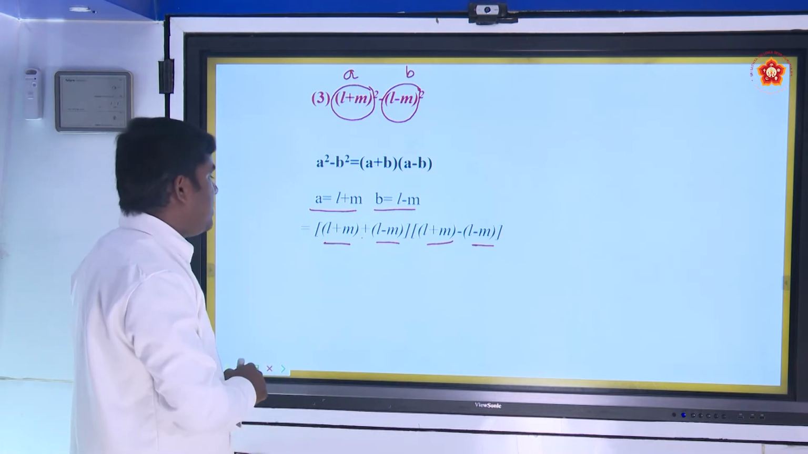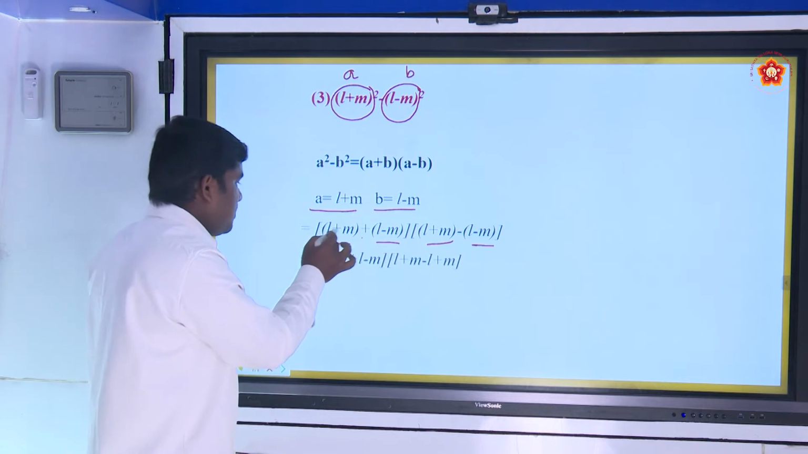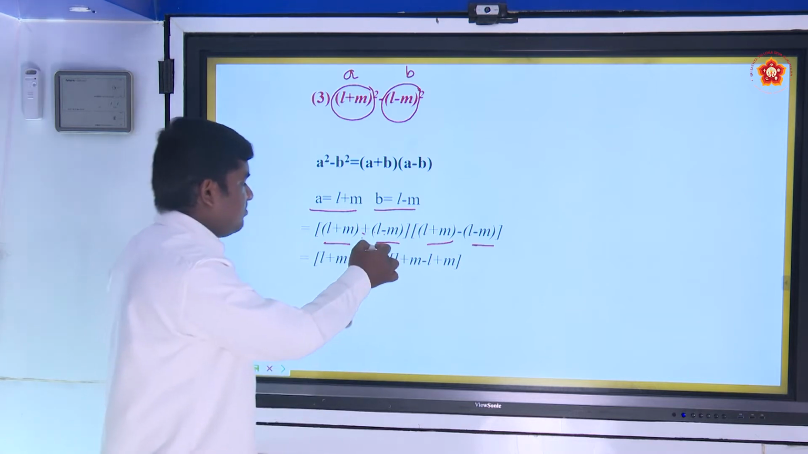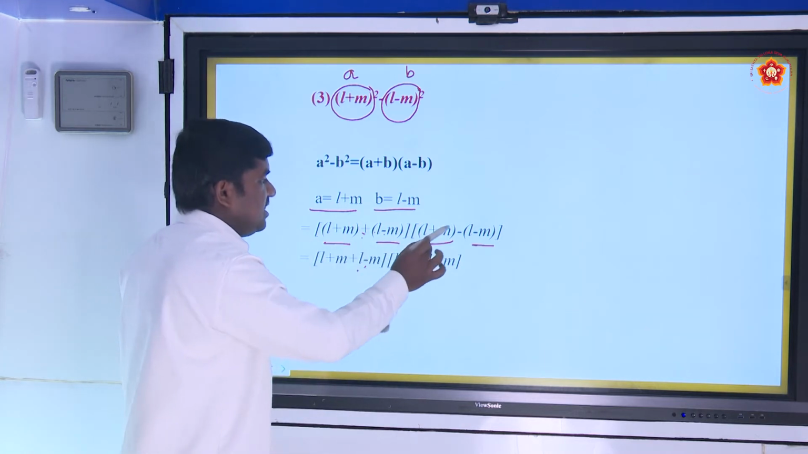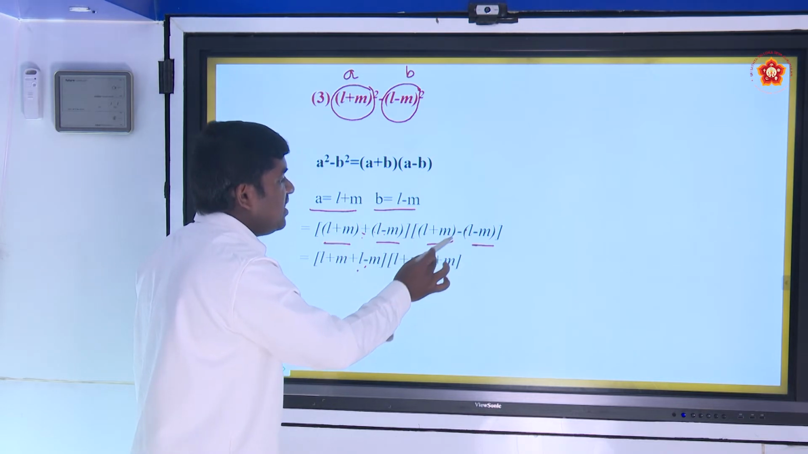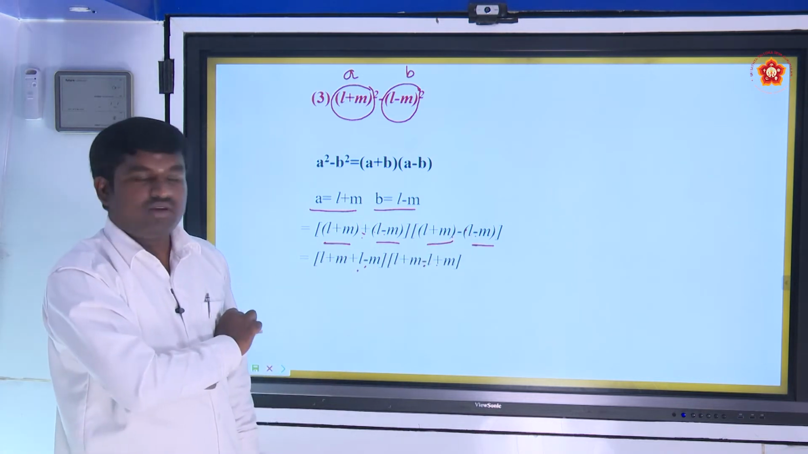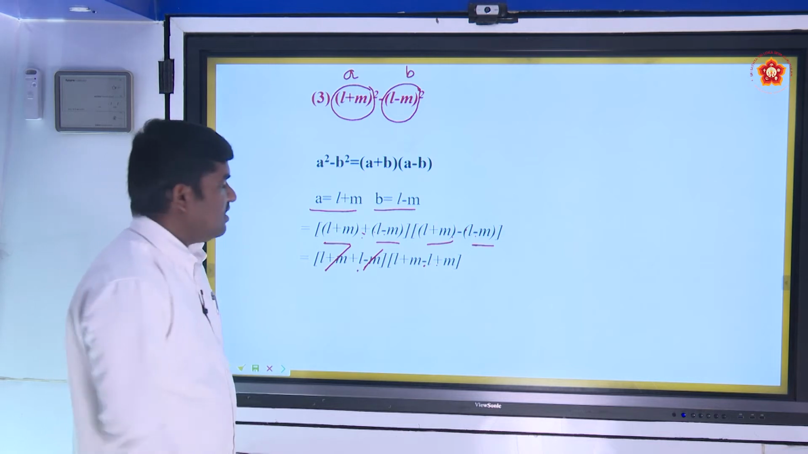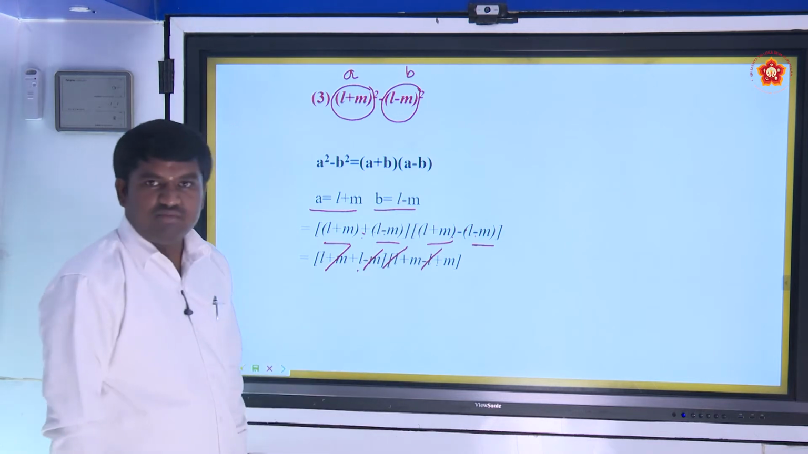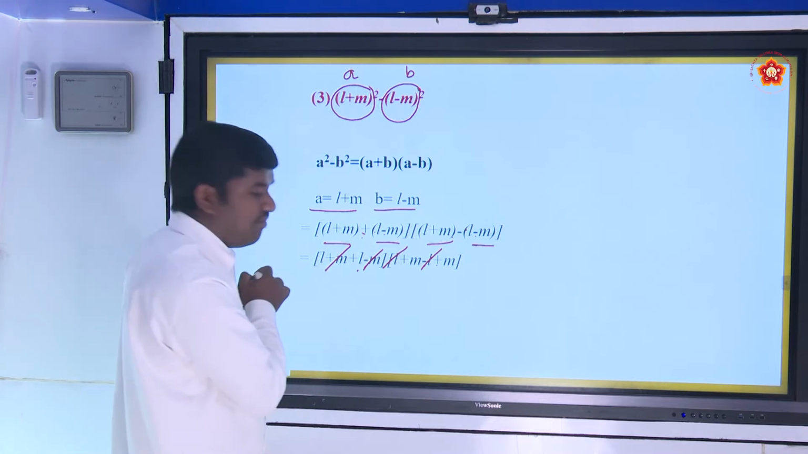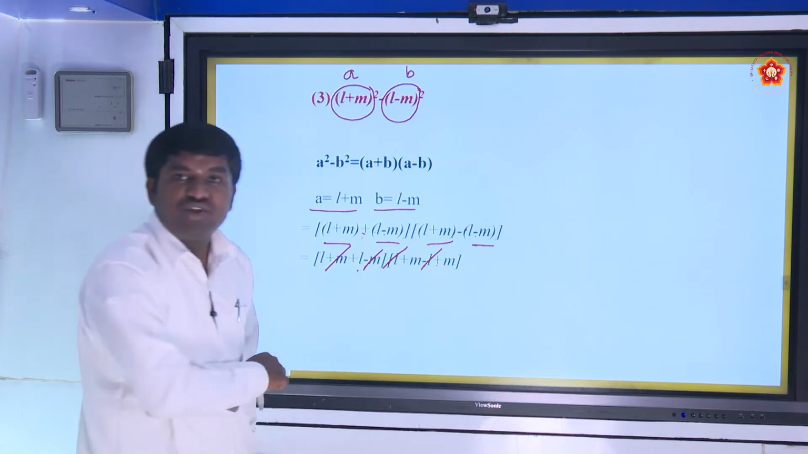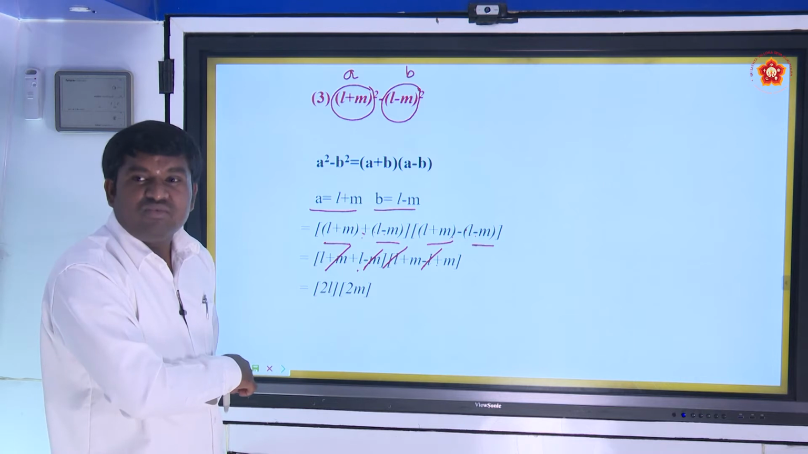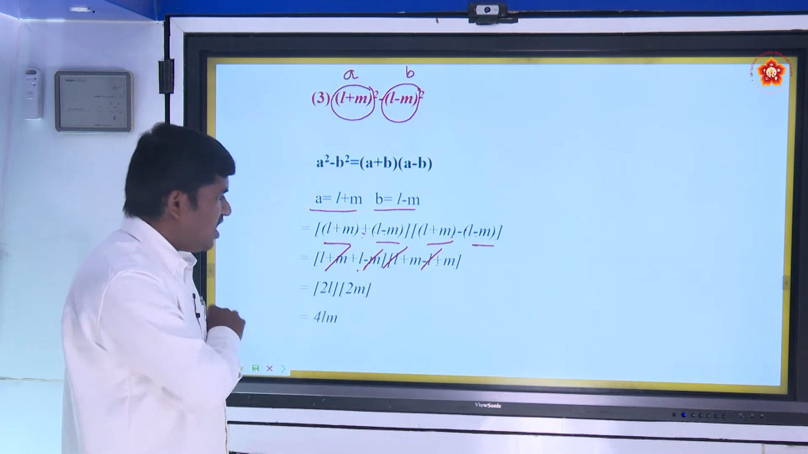Next, simplify this. See, l plus m as it is, plus into plus, plus l, plus into minus, minus m. Next, bracket close. l plus m as it is, minus into plus, minus l, minus into minus, plus m. Observe here, this is plus m, this is minus m, cancel here. So plus l minus l cancel. Then the remaining thing is l plus l means 2l, m plus m, 2m. So 2l into 2m. 2 twos are 4, l into m, lm. So 4lm is the answer.